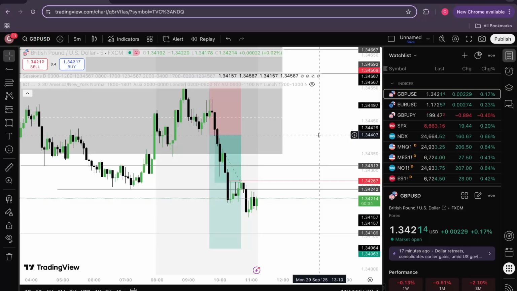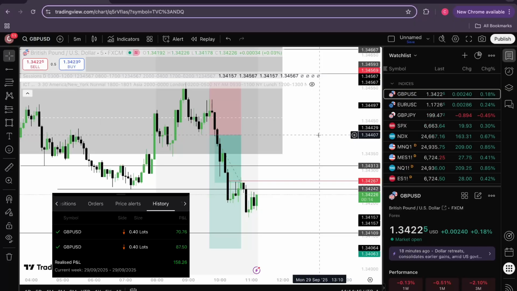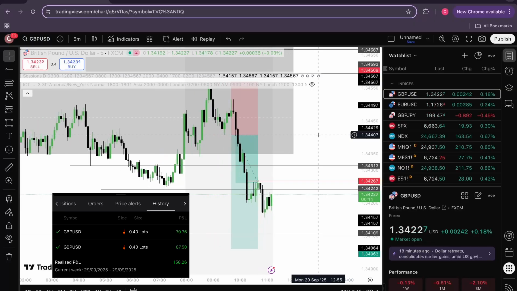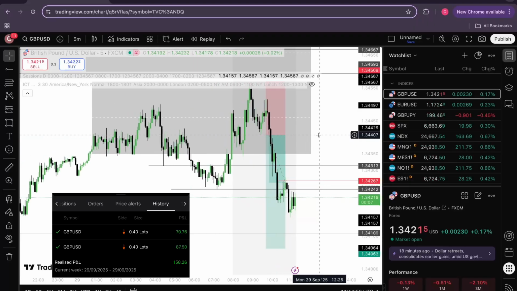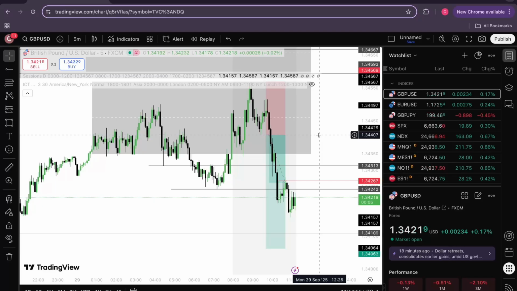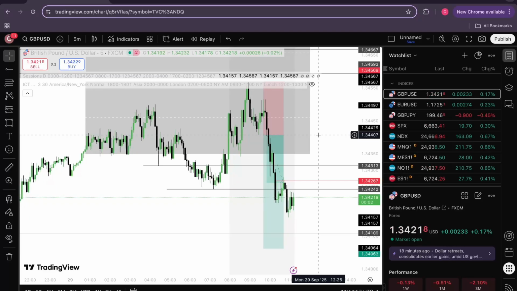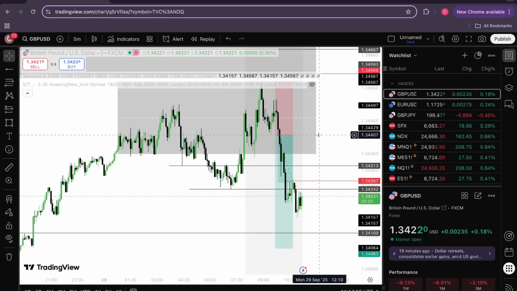Monday, September 29th. Shorts on GBP USD. Another dub. Let me see the exact amount. I think it was 158 something. Yeah, 158.26 on GBP USD today. Honestly, this is one of my best trades, not only because of the return, but also because I just feel like the execution was on point today.